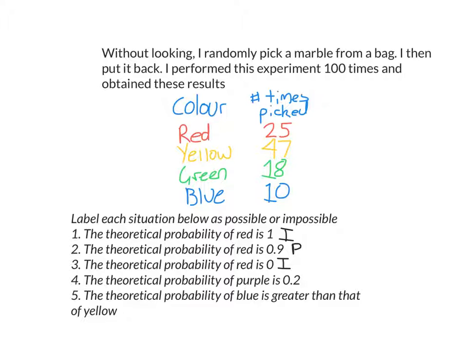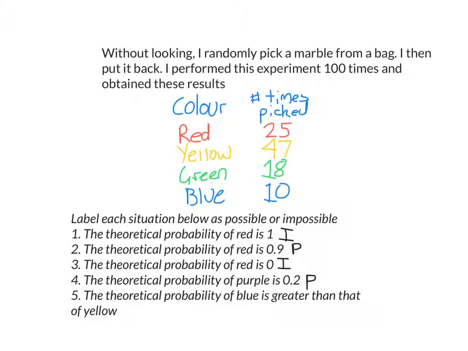So fourth, the theoretical probability of purple is 0.2. Well, I didn't actually pick any purples, but that doesn't mean necessarily that it was impossible. I didn't look at the back, so I don't know whether there were any purple or not. So it is possible that 0.2, which is 20% of the marbles, were purple. Just because I didn't pick any purple marbles, it doesn't mean that it was impossible.